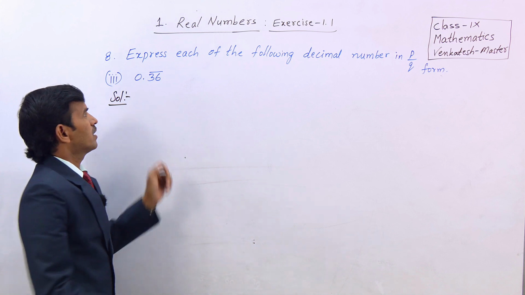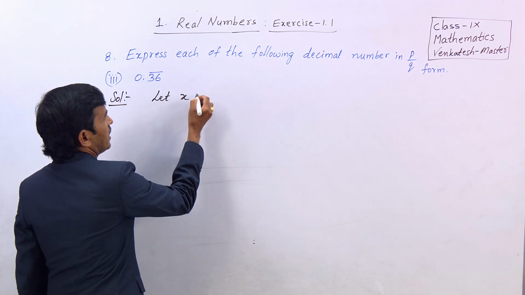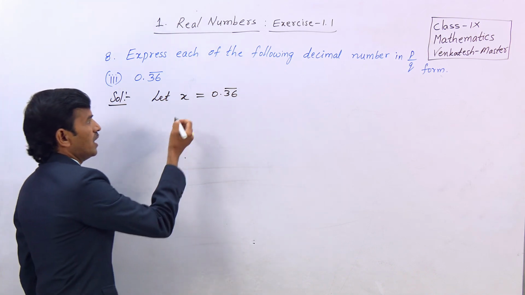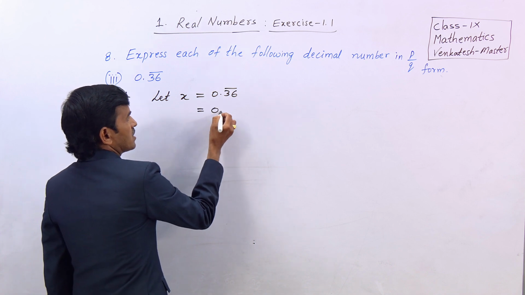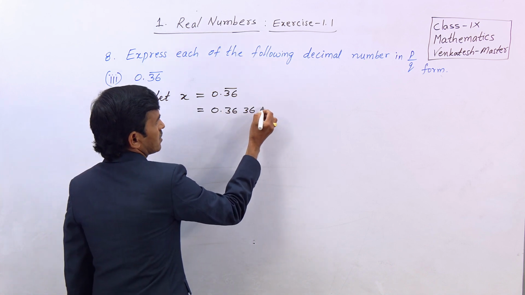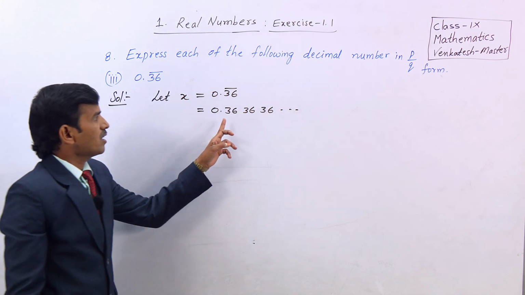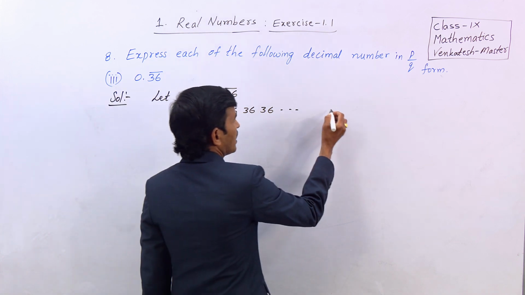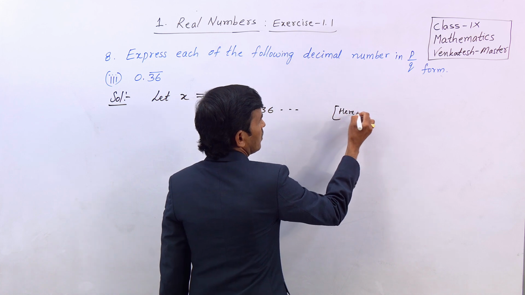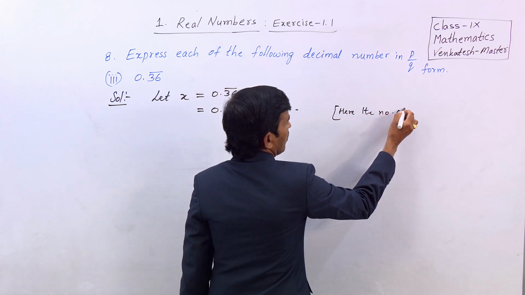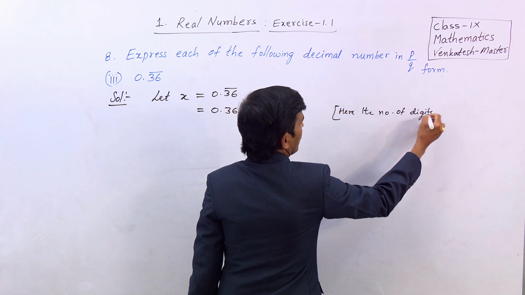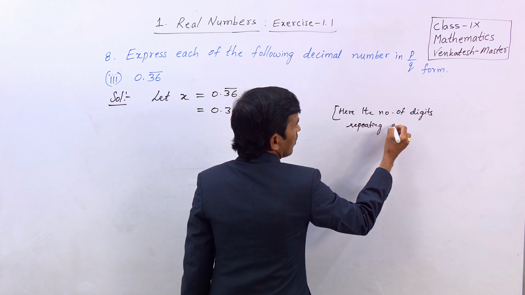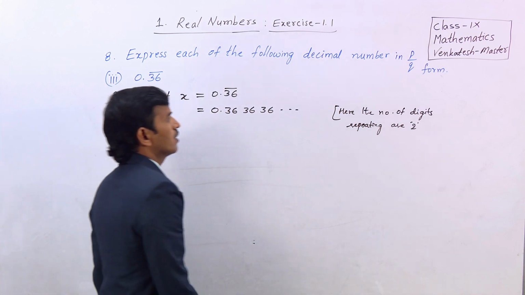So let the given number be x, that is x is equal to 0.36 bar. Okay, then it can be written as 0.36, 36, 36, and so on. What is the pattern of digits repeating in this case? 36, 36, 36. So the number of digits repeating here are 2. Okay.